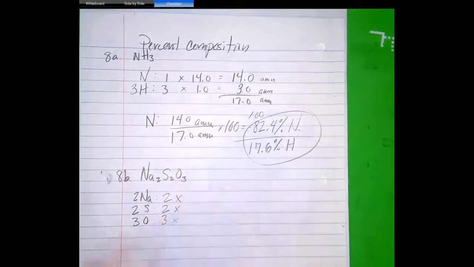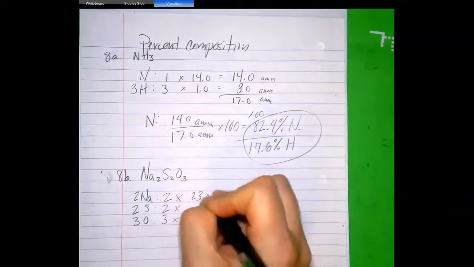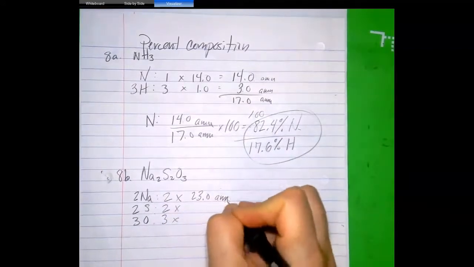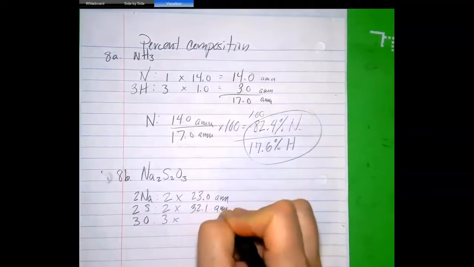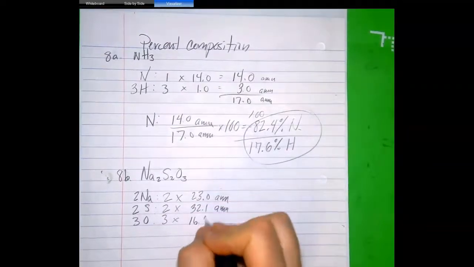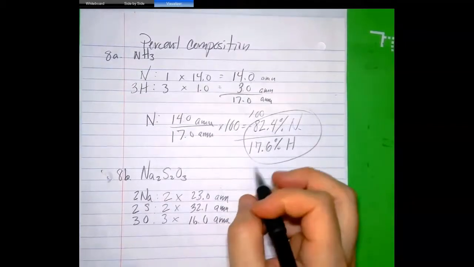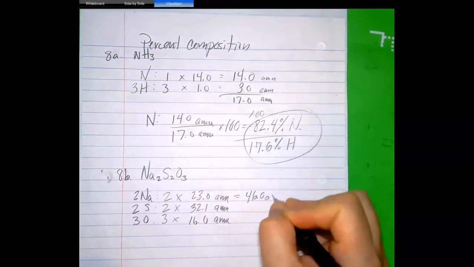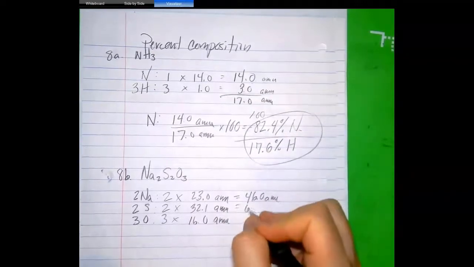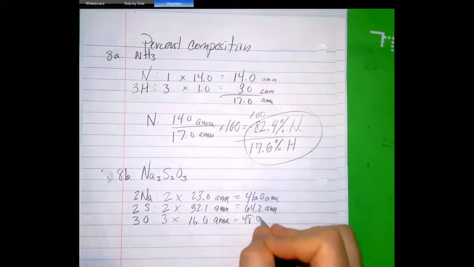Go to periodic table. Sodium is 23.0 AMU. Sulfur is 32.1 AMU. And oxygen is 16.0 AMU. Have you memorized oxygen yet? We see it all the time. Multiply across, you get 46.0 AMU. You get 64.2 AMU. You get 48.0 AMU.